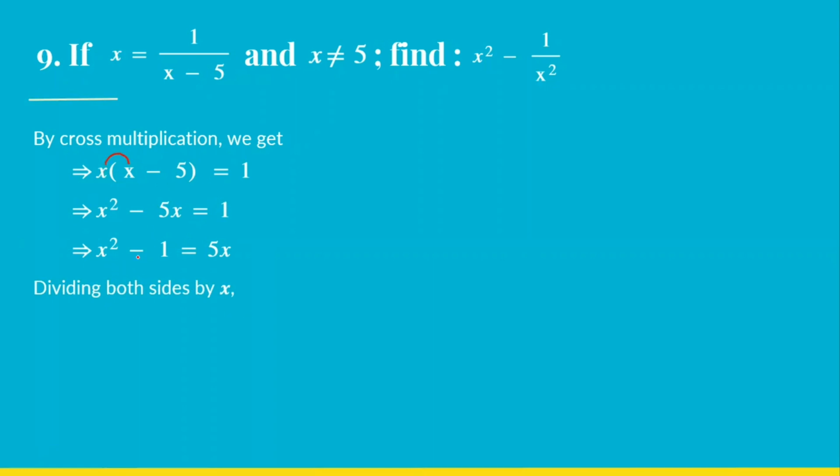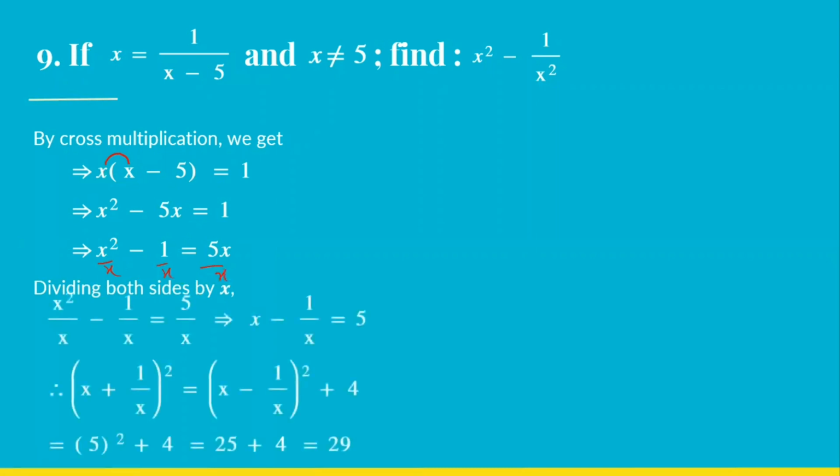Now we divide both sides by x. If I divide by x, what am I going to get? So this 1x will get cancelled. So this is how I get x minus 1 upon x is equal to 5. So dividing both sides by x, we get x minus 1 upon x is equal to 5. Got it? This was 5x upon x, which gets cancelled. So x minus 1 upon x is equal to 5.